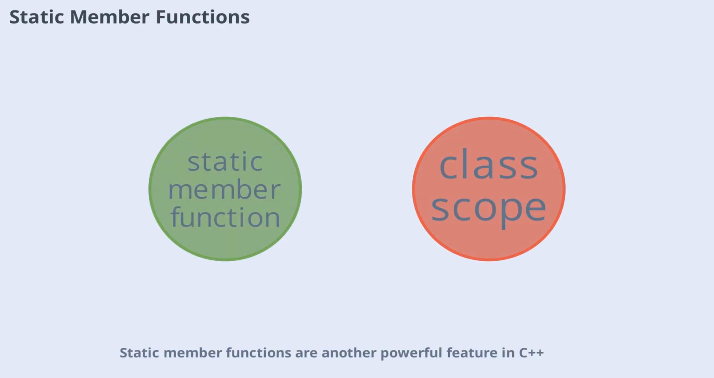Static member functions are another powerful feature in C++. By declaring a function as static, you make it independent of any specific object. These functions can be called using the class name and do not require an object to exist. Static member functions can only access static data members and other static functions. They cannot access non-static members or use the this pointer. This makes them ideal for operations that relate to the class as a whole, rather than individual objects.